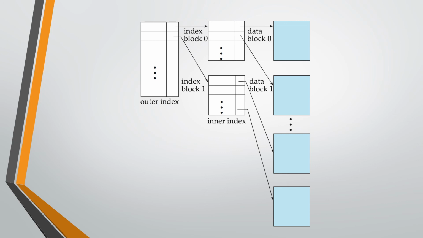This is the figure indicating the multi-level index. There is an outer index. From that we will create a small inner index which points to the data blocks.